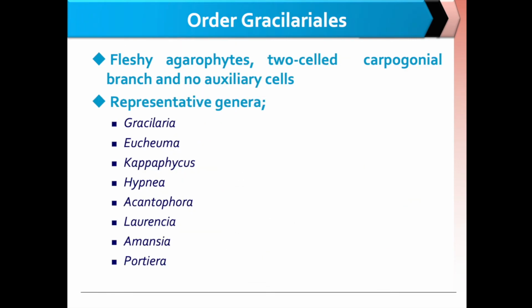Now, moving on with your order Gracilariales. So sa order Gracilariales, again, katulad ni Gelidiales, your Gracilariales are also fleshy agarophytes. Hindi sila calcified like your Corallinales, but they are also source of precious agars and your carrageenans. So your order Gracilariales, unlike your Gelidiales, they have two-cell carpogonial branch naman dito. And again, no auxiliary cells. Ang mga representative genera natin is your Gracilaria, Eucheuma, Kappaphycus, Hypnea, Acanthophora, Laurencia, Amansia, Portieria.